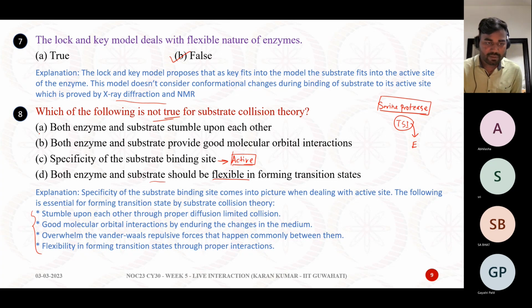Both enzyme and substrate are stable with each other. This is also true for the substrate collision theory, and this should have good molecular orbital interaction. Good molecular orbital interaction means they should be complementary to each other. These four are the assumptions of the substrate collision theory. The specificity of the substrate binding site applies to the active site, where the binding site is specific to any enzyme. Is it clear? So the correct answer was C.